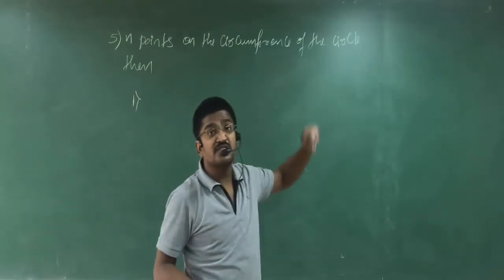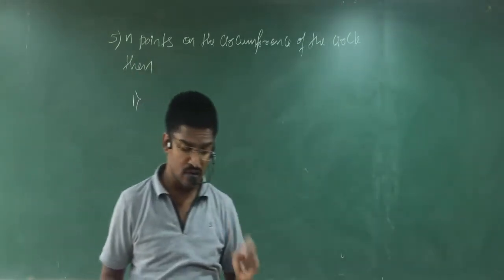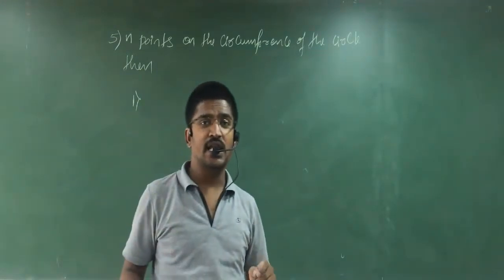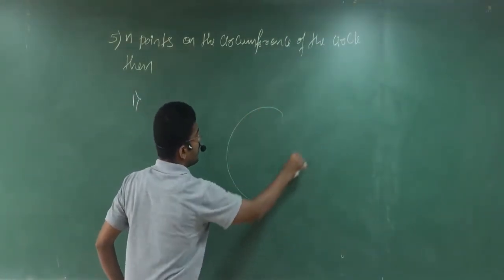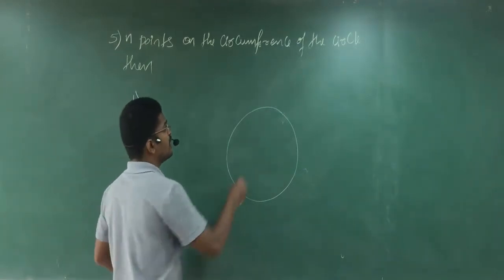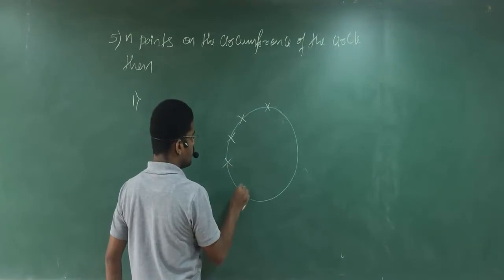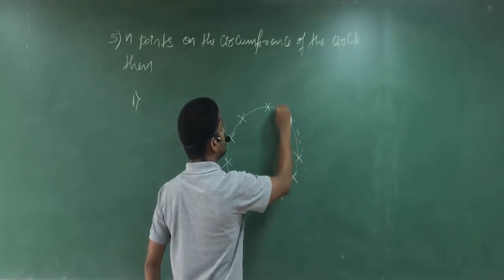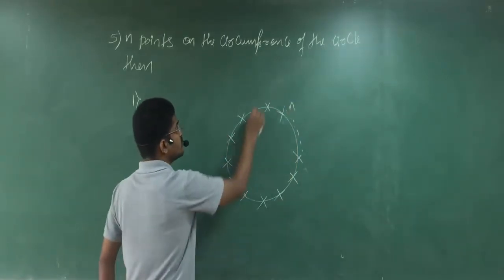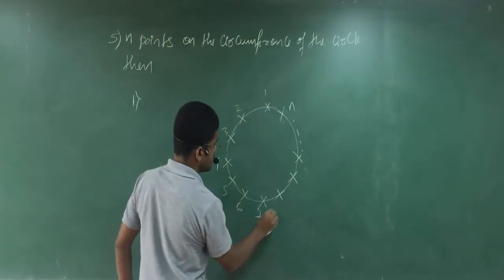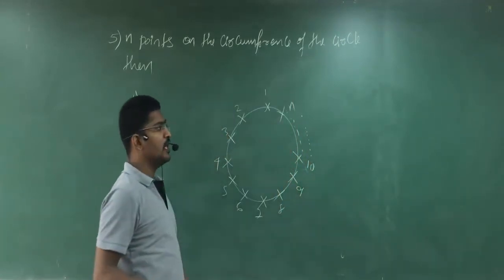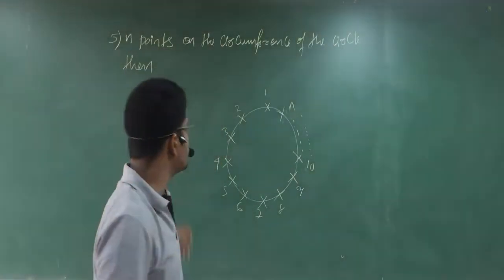Clear? Okay students, see here, now n points on the circumference of the circle. So let us go for the 5th one, that is, here we have n points on the circumference of the circle. So let us draw a circle. On this circle I have n points, 1, 2, 3, 4, 5, 6, 7, so on to n. So I have n points on the circumference of the circle.